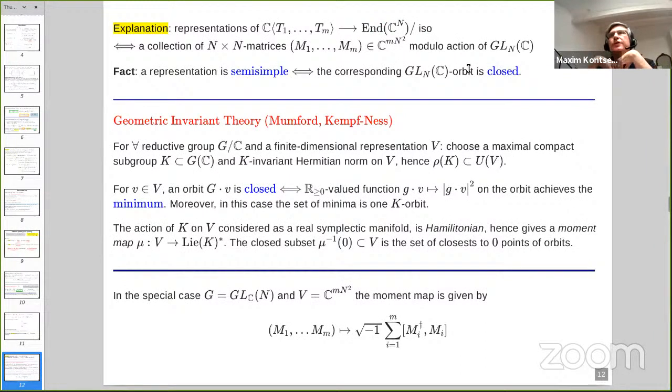So what is the explanation of the story? A representation of the free algebra up to isomorphism is just a collection of matrices modulo the action of GL_n(C). And it's an easy fact that the geometric meaning, in this language, of a representation being semi-simple is that the corresponding orbit is closed.